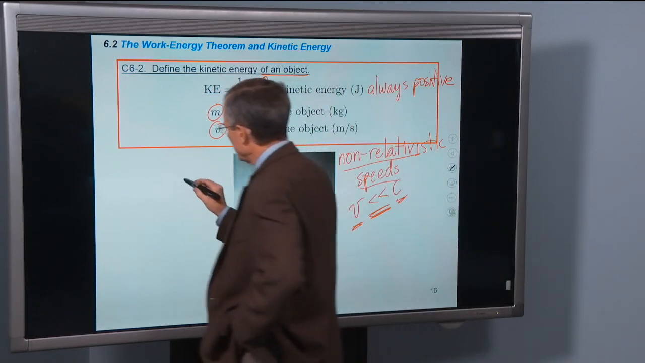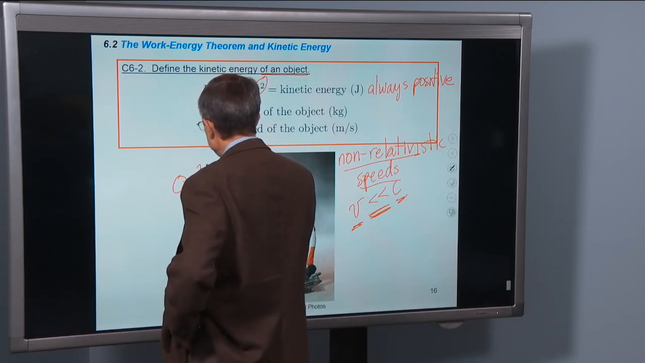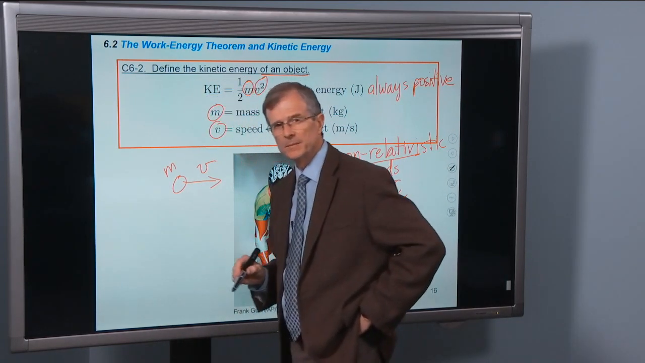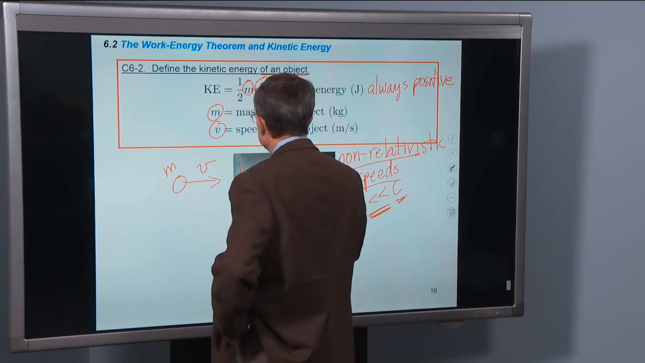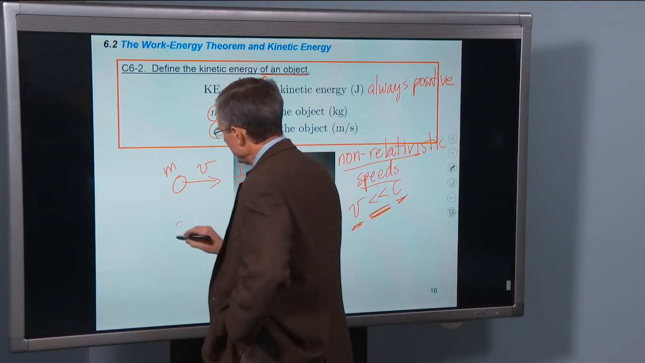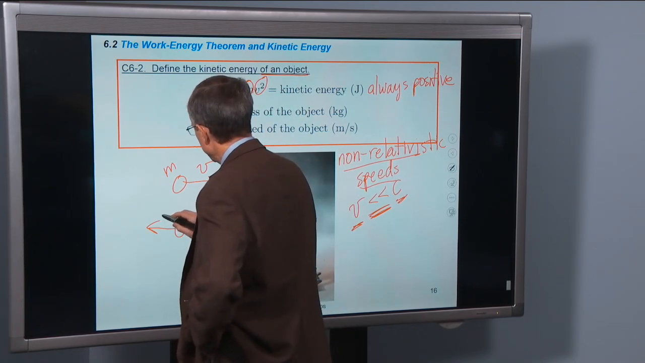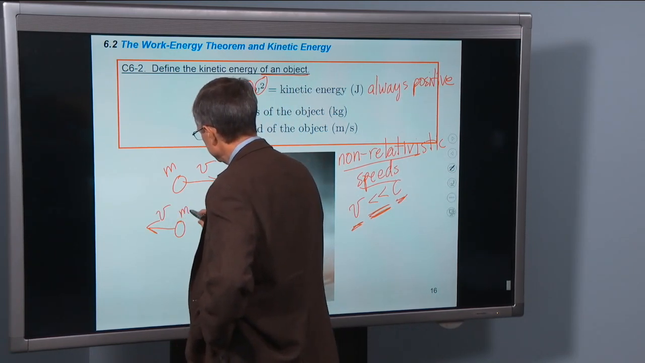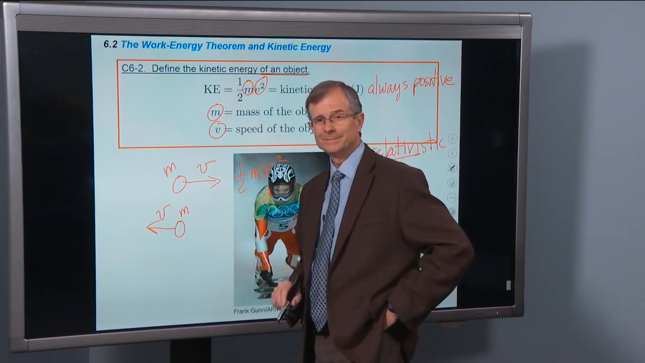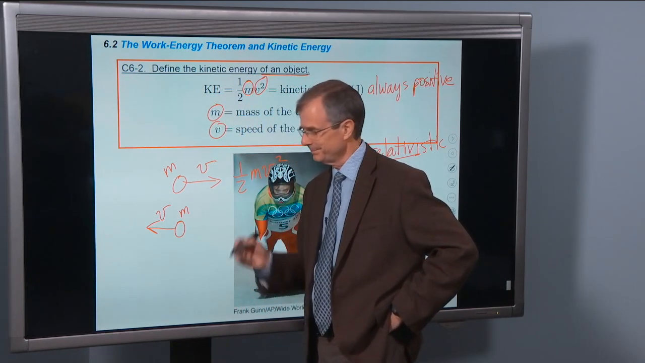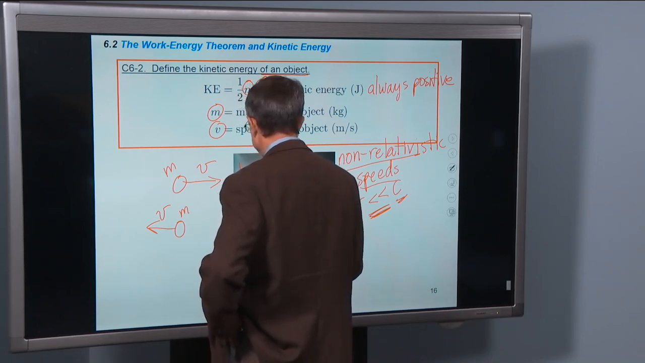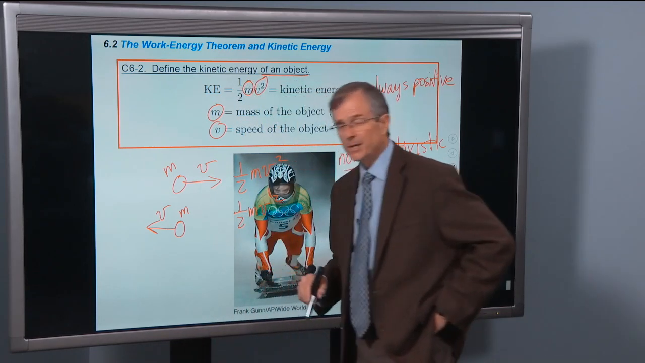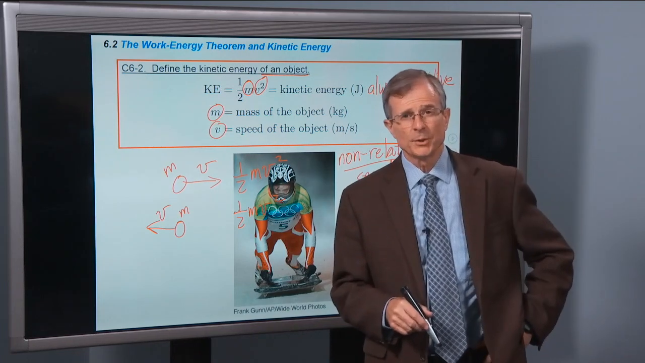So if you have an object that's moving this way with the speed v and it has a mass m, its kinetic energy is 1/2 mv squared. If you have an object that's moving in the negative x direction, guess what? Its kinetic energy is 1/2 mv squared. The energy does not care which direction you're going in.